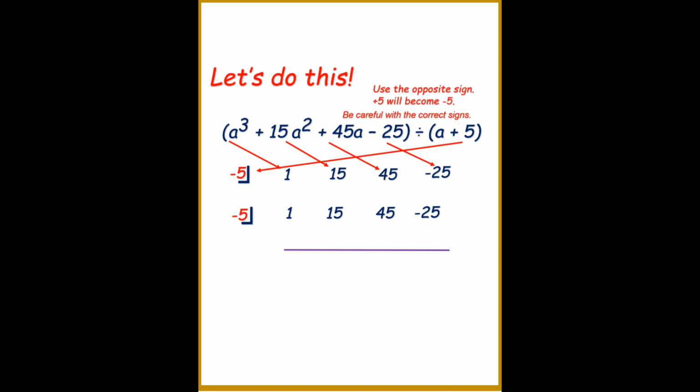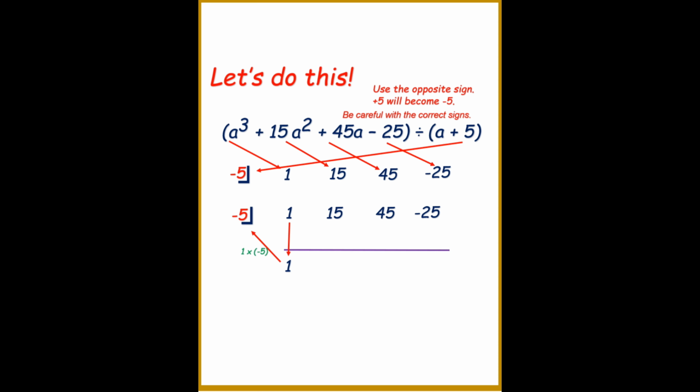After that, we're going to put a line and bring down the 1. So let's put 1 in there, and the same process will apply to the next steps. Listen very carefully and watch very carefully. We're going to multiply that 1 times negative 5. 1 times negative 5 is negative 5.